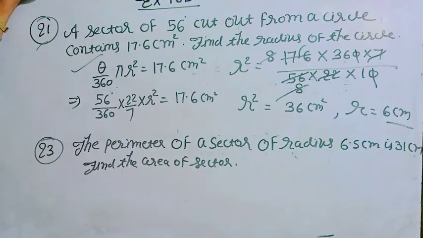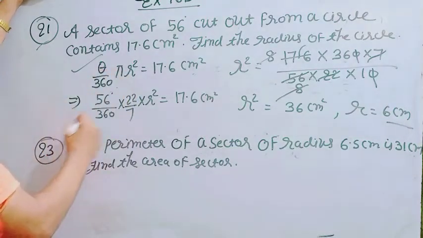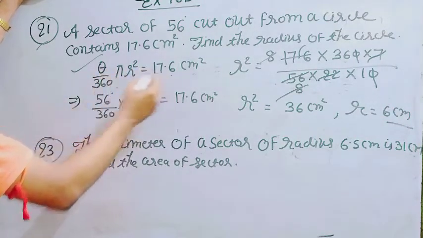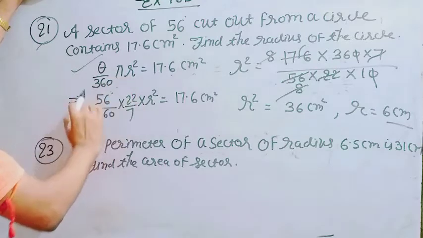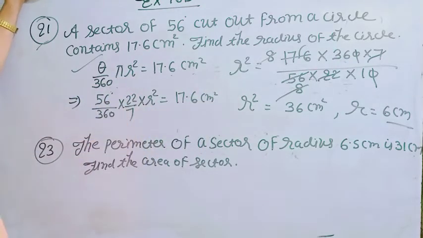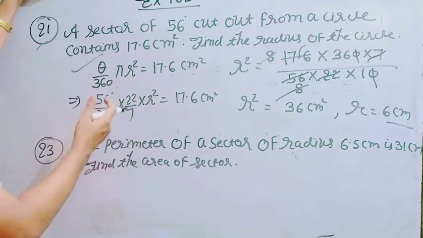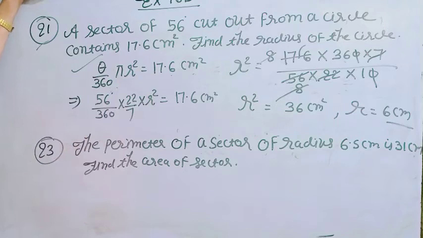So if your question is related to the sector, and theta or r is absent, then use the formula of area of the sector and only find out that which is absent. The other part goes to the right side. Then you can find r easily by using the formula, and theta can also be found with the help of this formula.